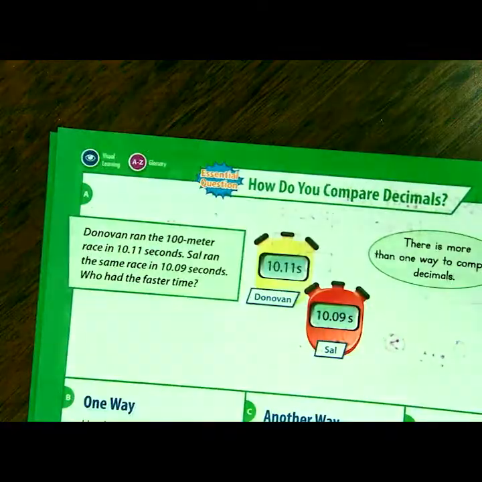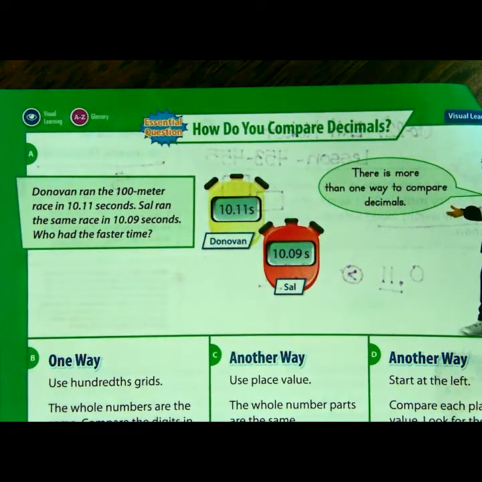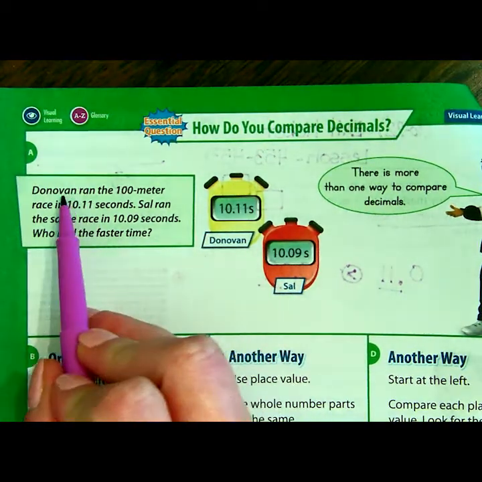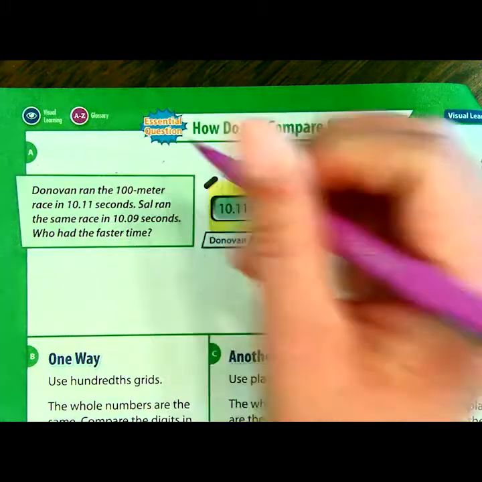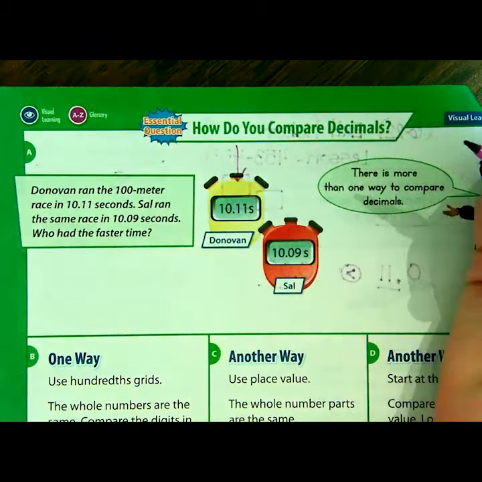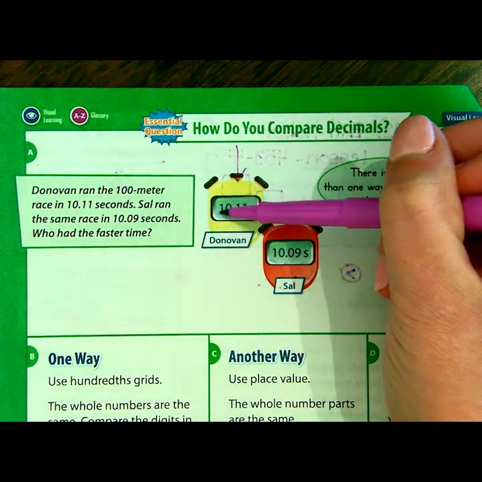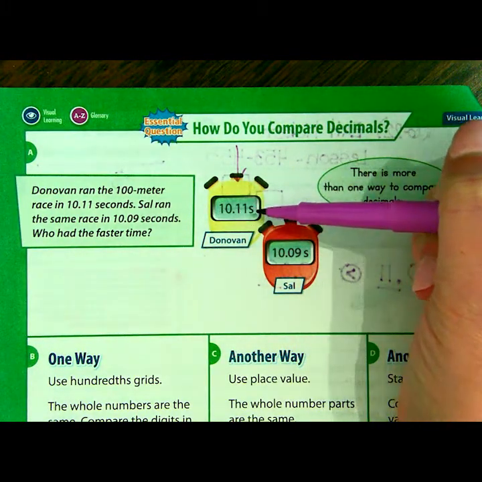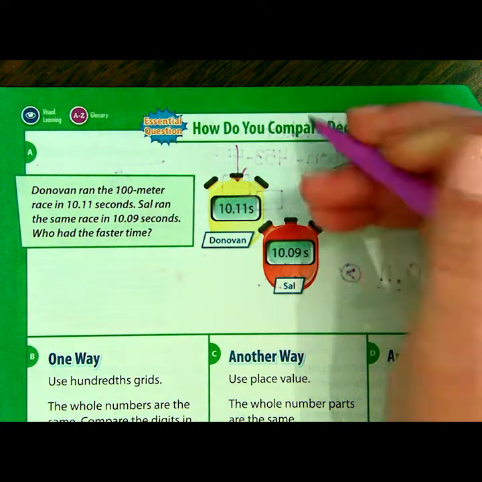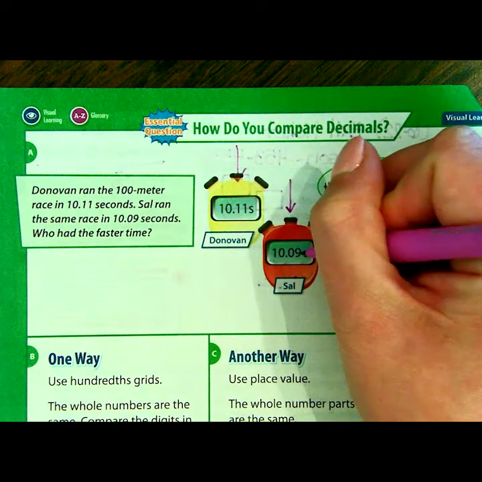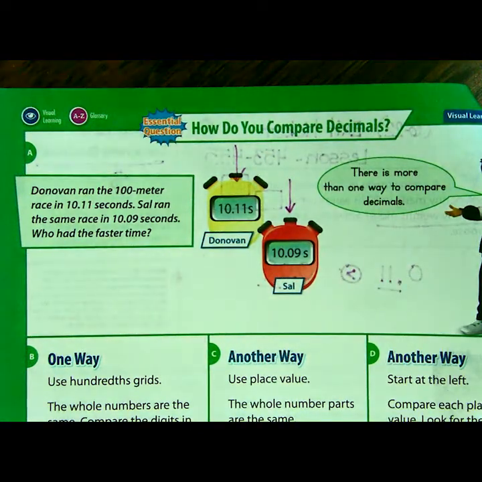Let's take a look at another example. I like these because we're talking about a race. So we're going to see why in just a moment. Donovan ran the 100-meter race in 10 and 11 hundredths seconds. So there's Donovan's time on the stopwatch. We'd read it 10 and 11 hundredths seconds. Sal ran the same race in 10 and 9 hundredths seconds. Who had the faster time?